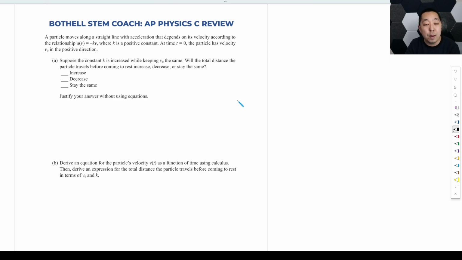Okay, so what's happening here is this thing has an acceleration. It moves along a straight line. It has an acceleration of negative kv, so it's moving to the right with v0, and it has an acceleration in the opposite direction, right? The acceleration is negative kv. Now if I increase that, and let's say it doesn't change directions, the particle never changes directions.